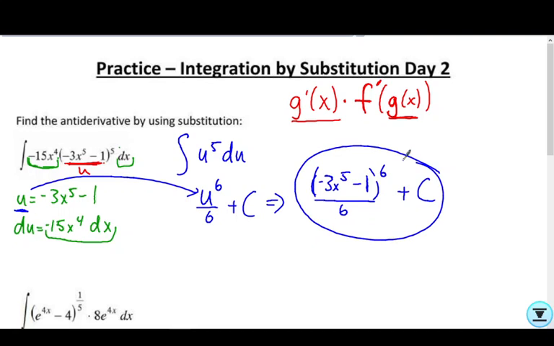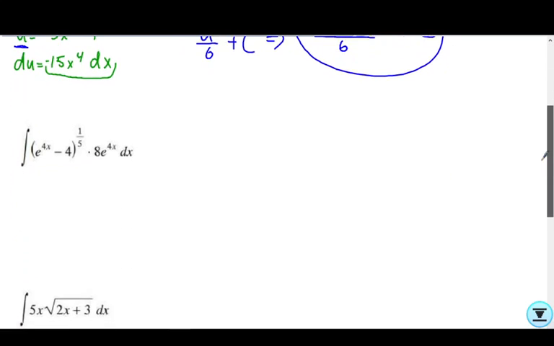And that's your antiderivative. Now remember, whatever you finish with, if you take the derivative of that, you should end up back where you started. So if we take the derivative of our answer, we should get this back. Okay, so that's a way of checking your work. Okay, so that's one of the basic examples.